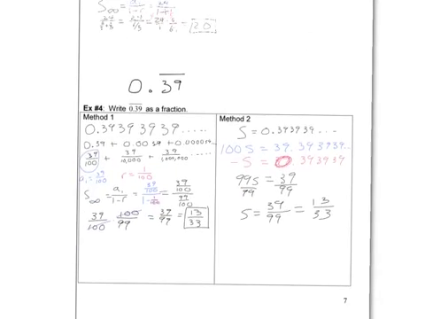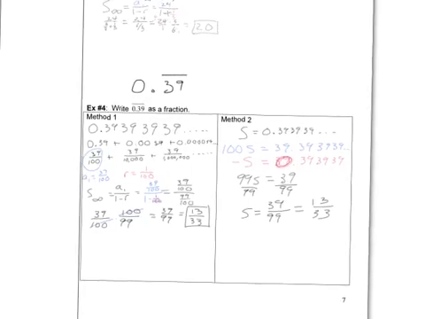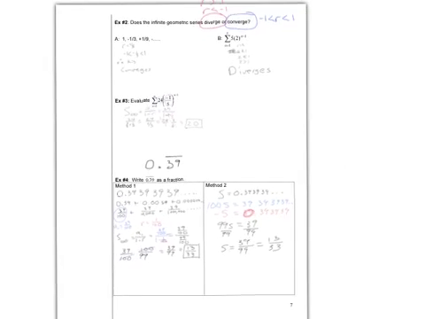Now, you may see a pattern here. A lot of these are just taking the number and putting it over 99 and then reducing. That'll probably be an easy way to do it for a lot of you. But I would recommend that you practice the math because that's the more important part of this.